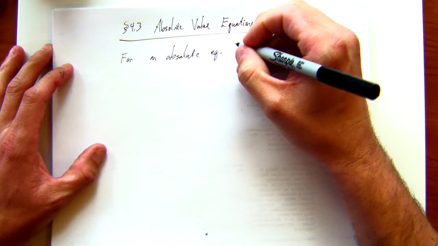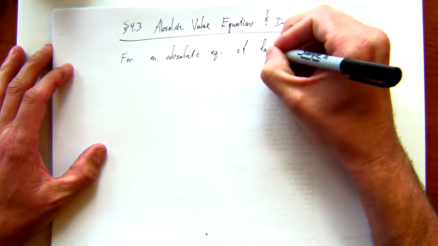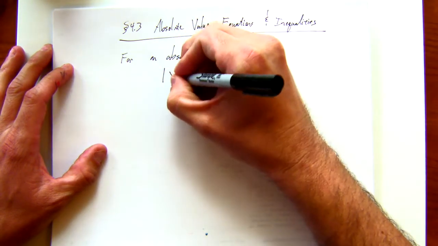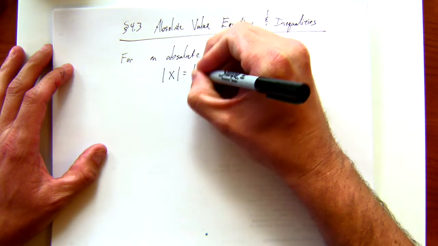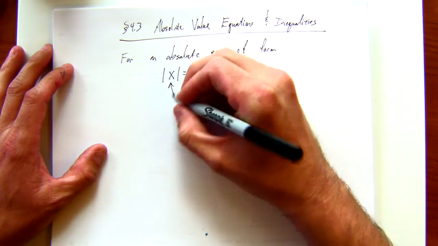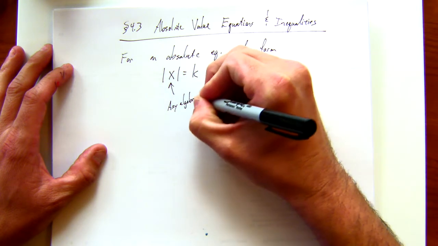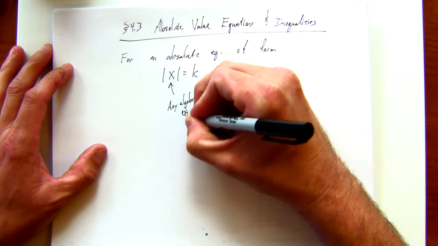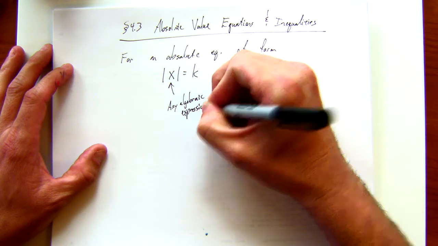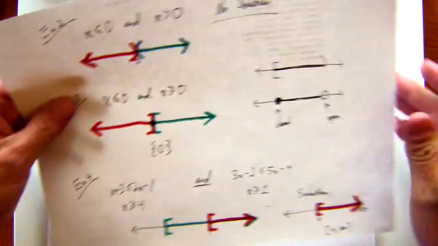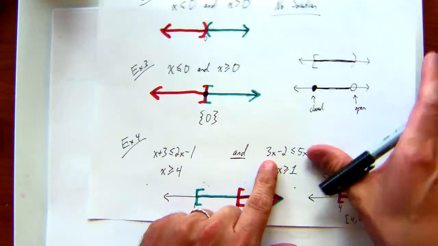Equation of the form absolute value of x is equal to k. Now this x, again, is any algebraic expression. Like we did before, like this 3x minus 2. That's an algebraic expression. Okay?